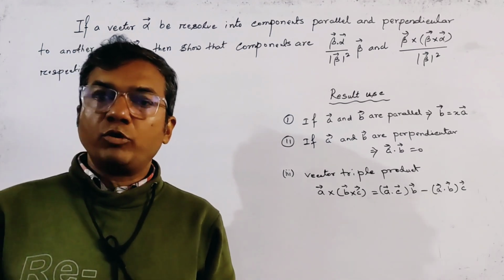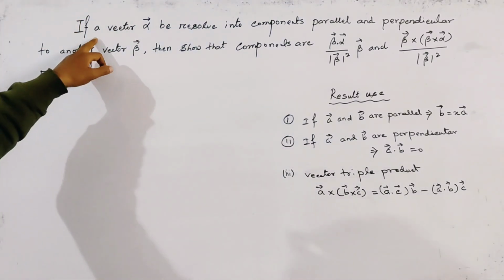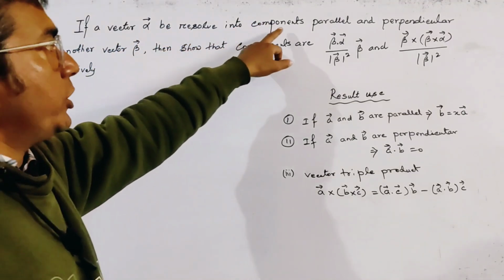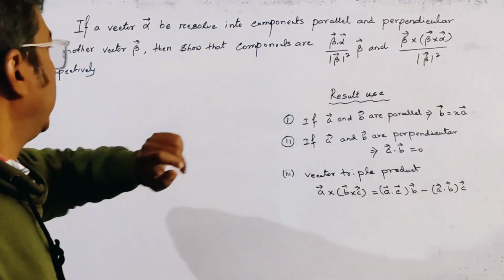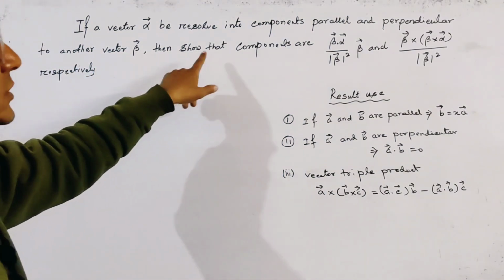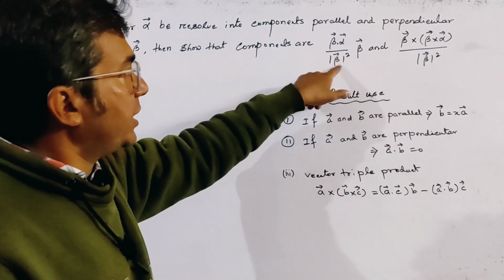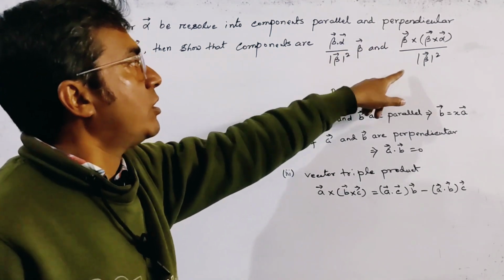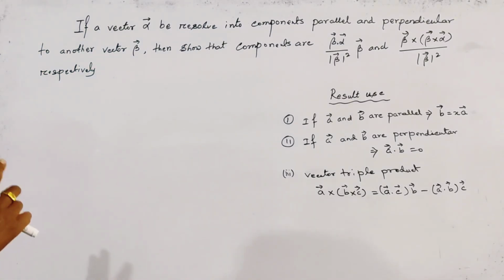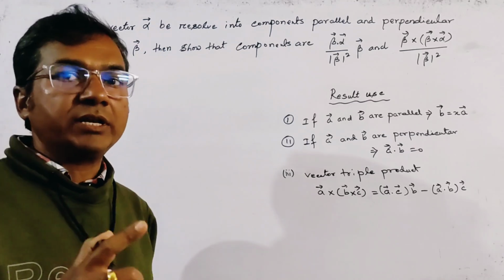A problem from vector algebra: if a vector alpha is resolved into components parallel and perpendicular to another vector beta, then show that the components are given by two vectors. This is the parallel component and this is the perpendicular component of beta. To solve this problem we use three simple properties of vector algebra.